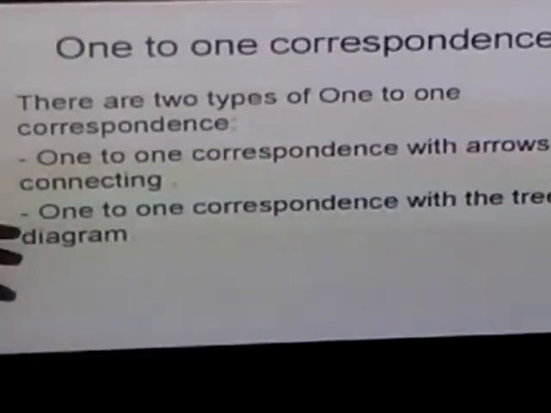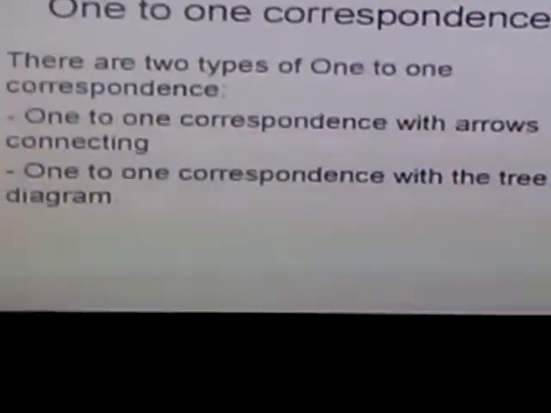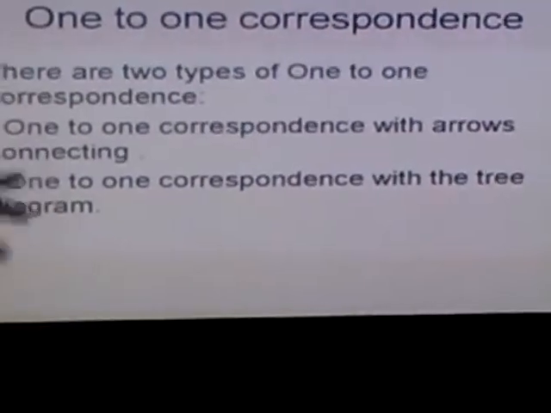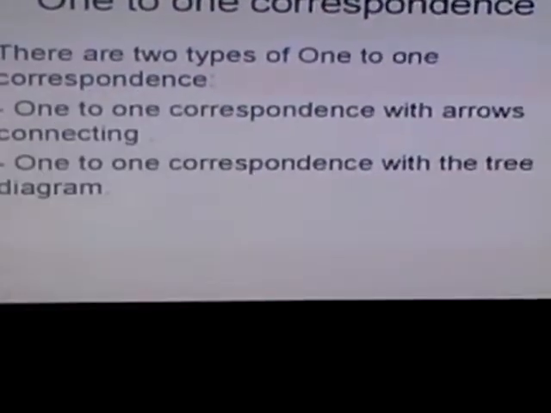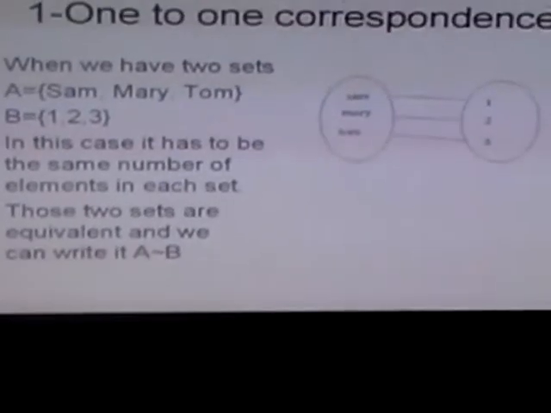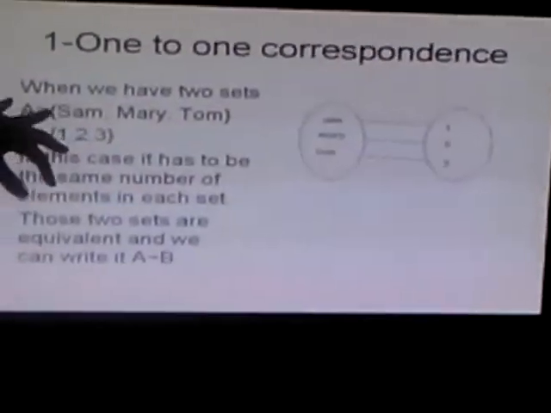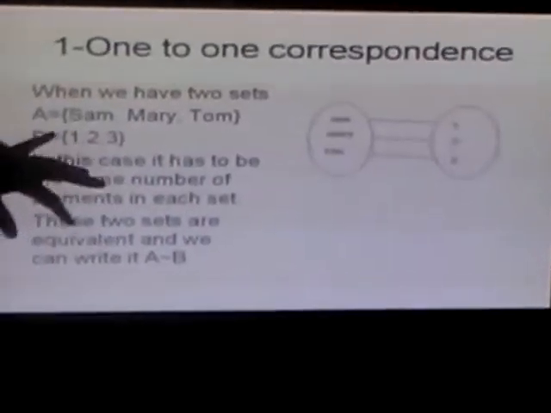We have the one-to-one correspondence. The one-to-one correspondence is of two types: with the arrow connection and also with the tree diagram. The arrow connection is used when we have the same number of elements in both sets. Here A is the set Sam, Mary, and Tom, and B is 1, 2, and 3. So we have the same number of elements.